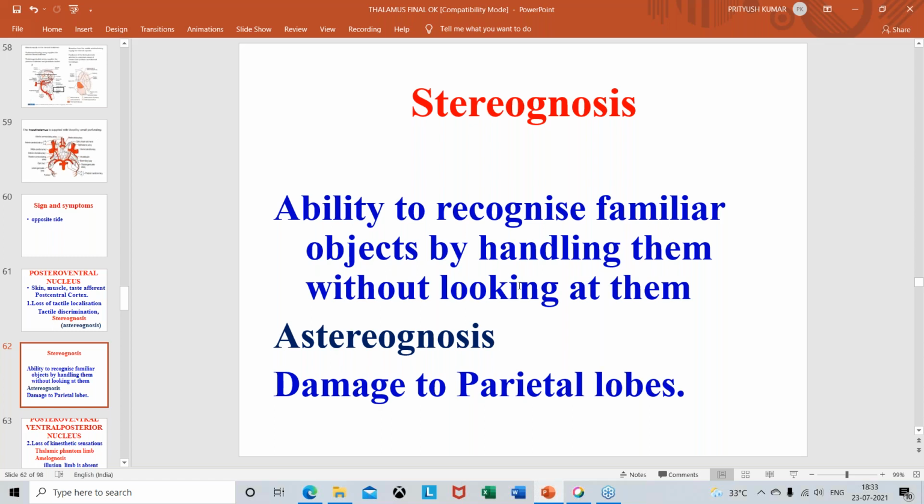If you ask your friend to close his eyes tightly and keep a familiar thing in his hand, by feeling it with that hand only he can tell whether it is a coin or a pen, or whatever the familiar object is. The loss of stereognosis is known as astereognosis. This occurs when there is damage to the parietal lobe.